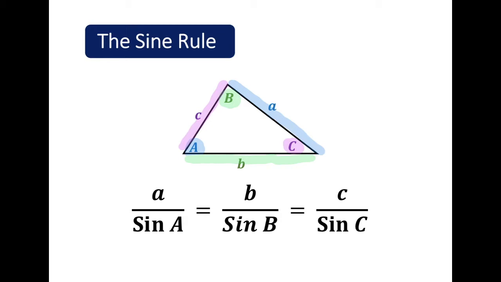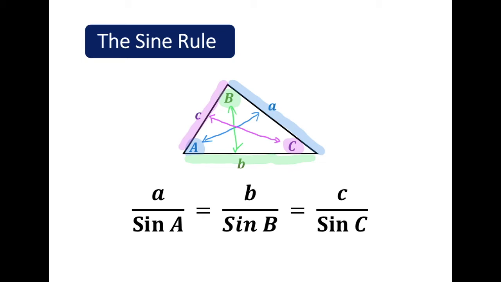So for example, we could use A and C and have A divided by sine of angle A is equal to C divided by sine of angle C. When using the sine rule, it is important to remember that the side and the corresponding angle are opposite each other. So side A is opposite angle A, side B is opposite angle B, and side C is opposite angle C. We can use this when working through problems involving the sine rule to label our sides and angles.